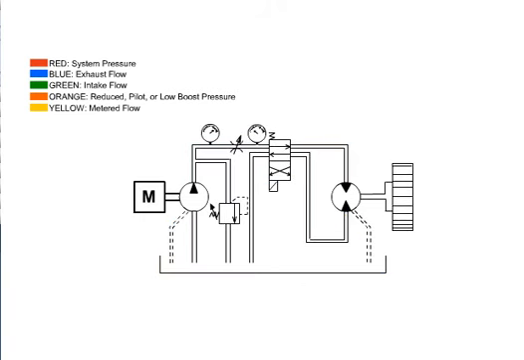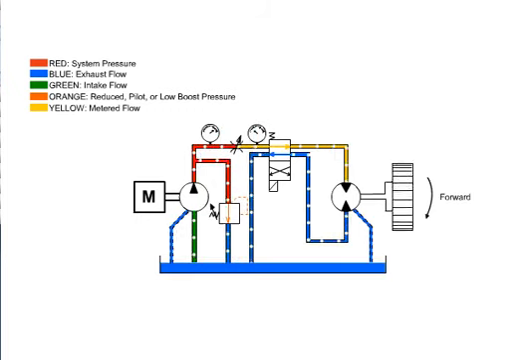This circuit adds an adjustable flow control valve and a pressure relief valve. The flow control valve allows for variable output speeds from the hydraulic motor. The pressure relief valve protects the system from overpressurization and will shift as the system pressure increases due to flow restriction in the flow control valve.